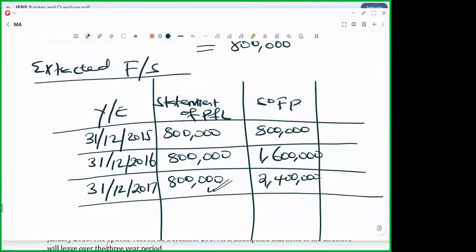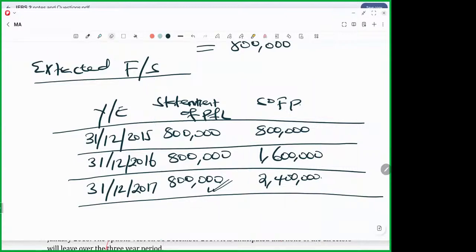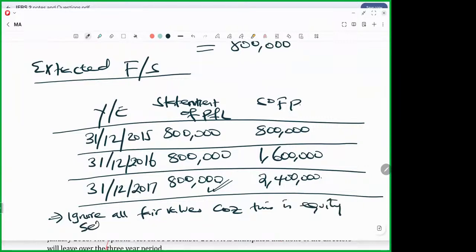So, ladies and gentlemen, if there is something that I would want you to go home understanding, it is this: ignore all fair values for the year 2015, 2016, ignore all of them, because this is equity settled. This is equity settled.